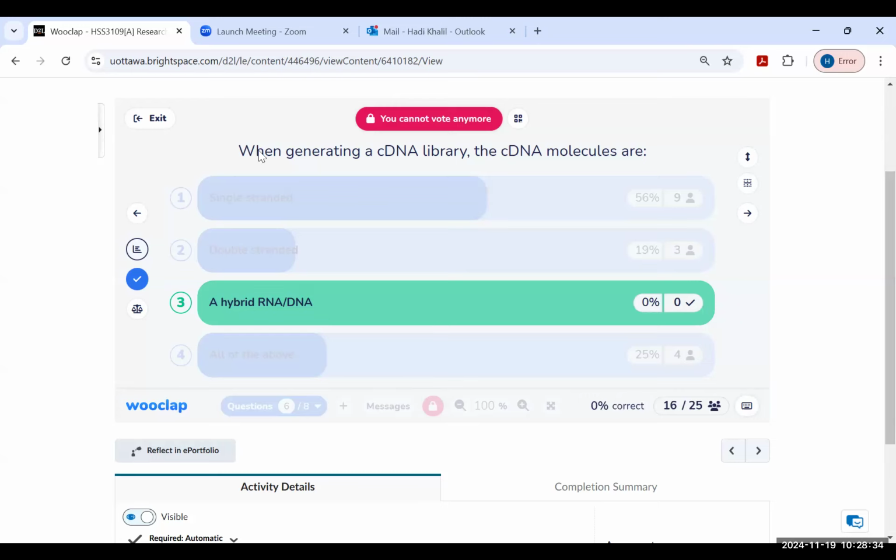The question should have been formulated better, saying what is the end result of the cDNA? The end result should be double-stranded because you need to clone that into a vector, remember? And you can't clone single-stranded DNA into a vector, and you can't clone a hybrid RNA-DNA molecule. So the right answer should be this if the question was better. Okay, let's go to the next.